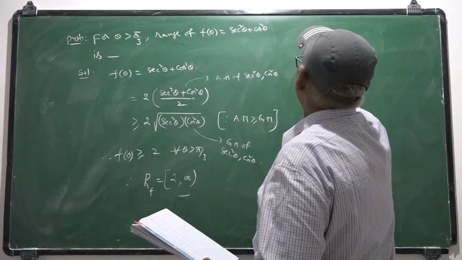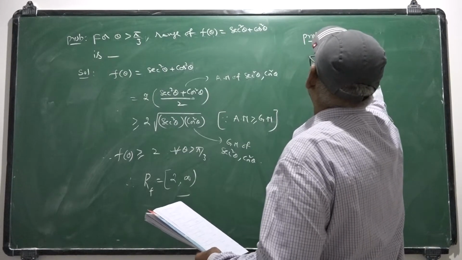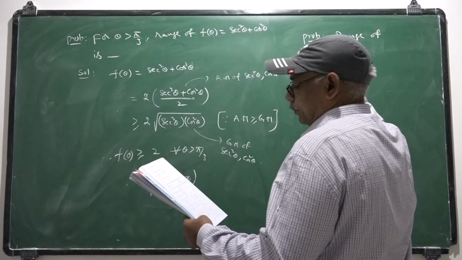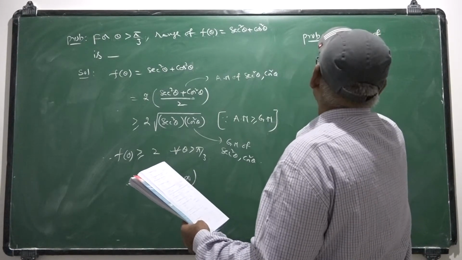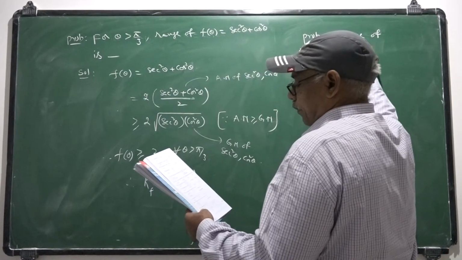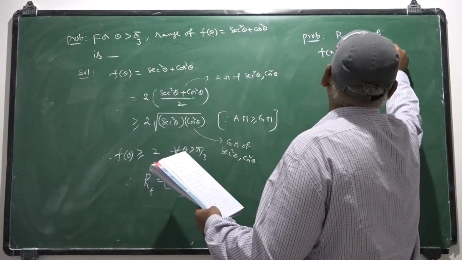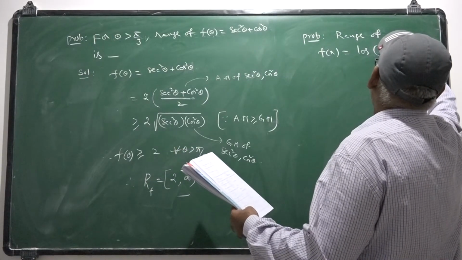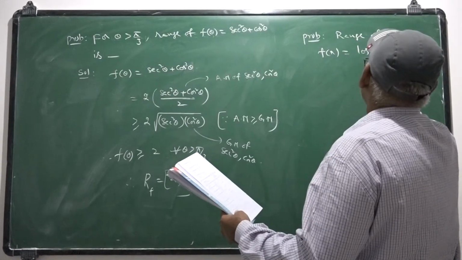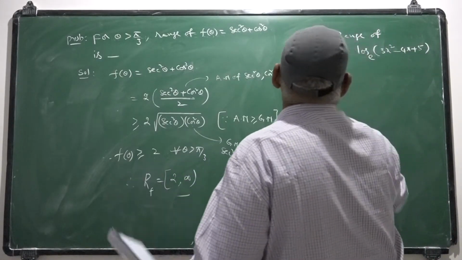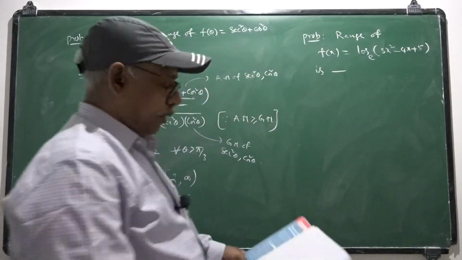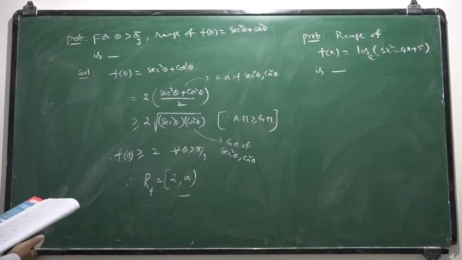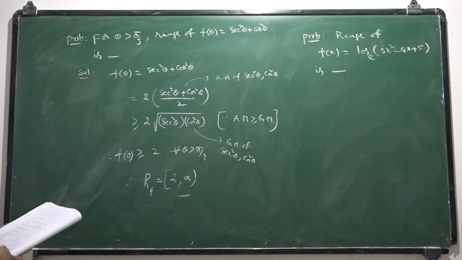Next, range of f(x) equal to log of 3x square minus 4x plus 5 to the base. The range of 3x square minus 4x plus 5 is.